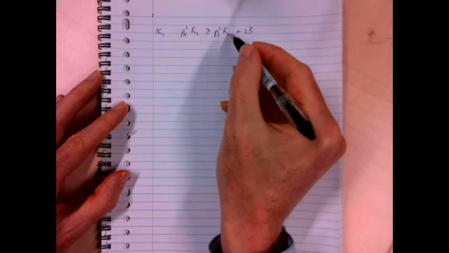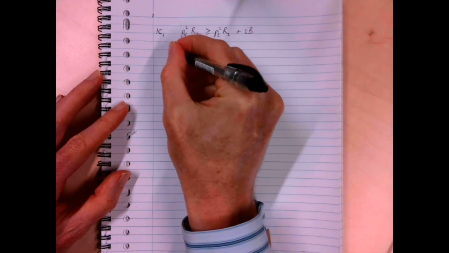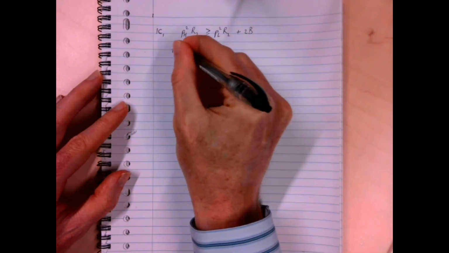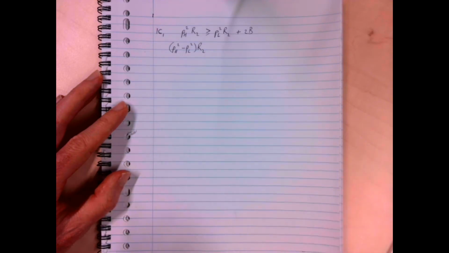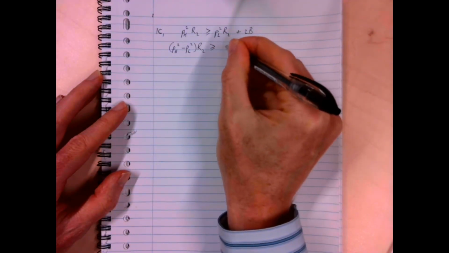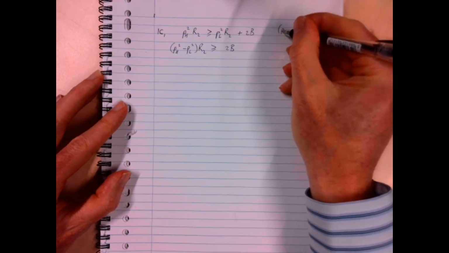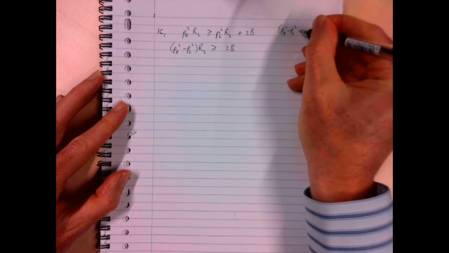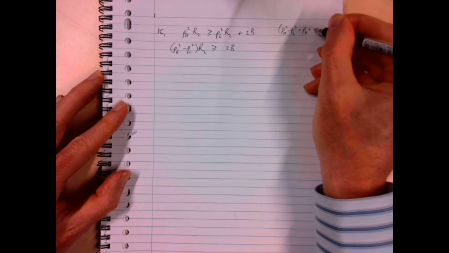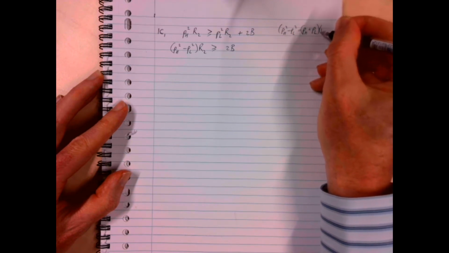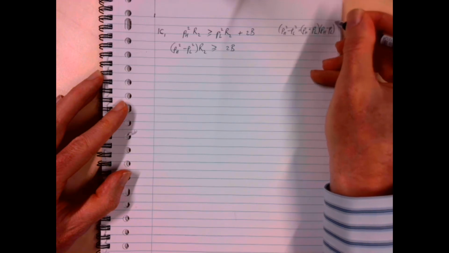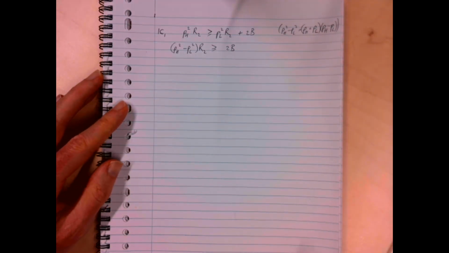So this is the first incentive compatibility condition, and we can simplify this a little bit by bringing this first term to the left-hand side. So we get PH squared minus PL squared times this R2 that we want to identify should be bigger than 2B. And if you now remember that PH squared minus PL squared is actually PH plus PL times PH minus PL, that's this quadratic identity that I'm sure you know.